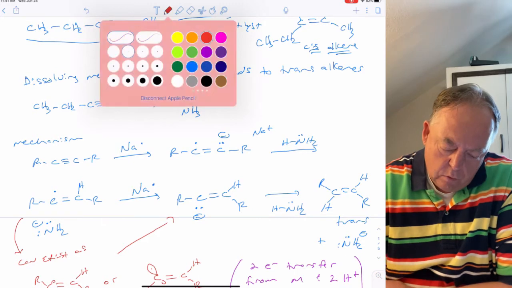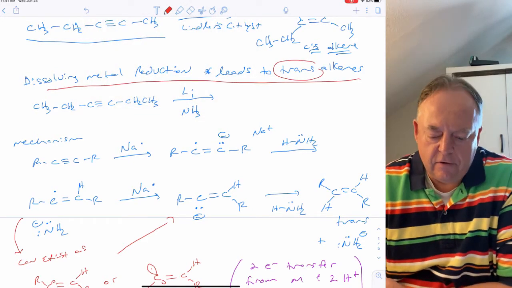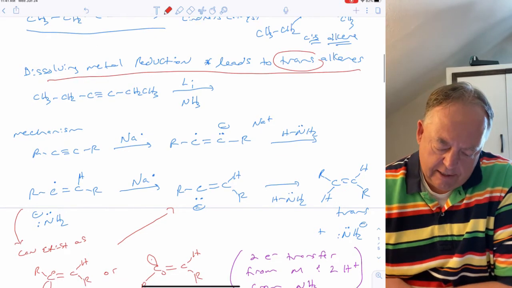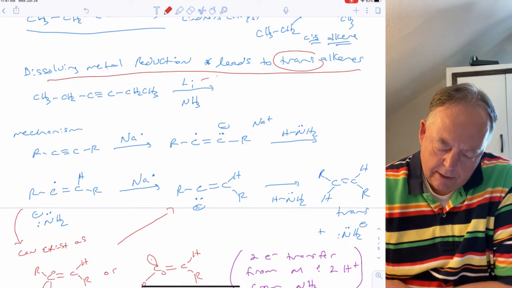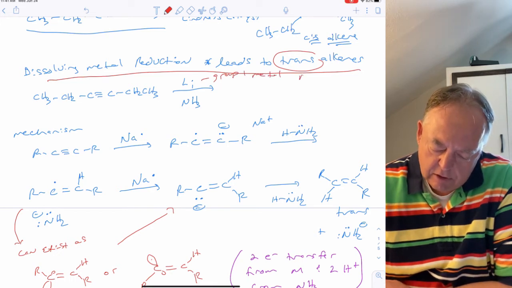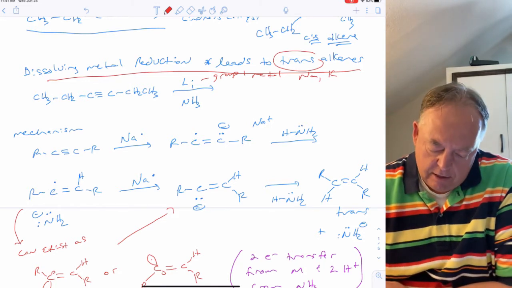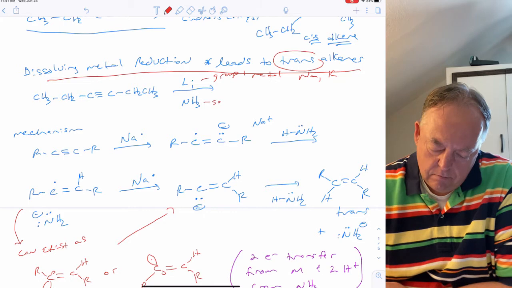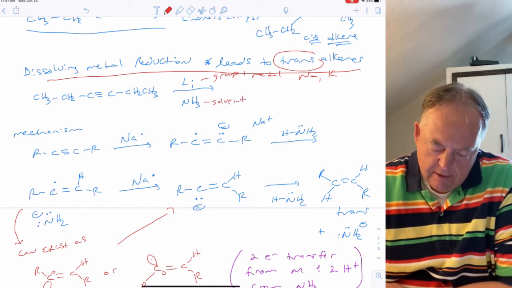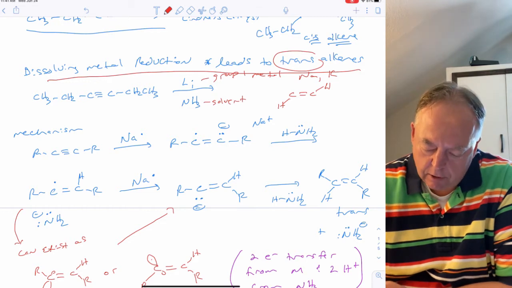Okay, so what if you wanted to make the trans alkene? Well, there's a recipe for that. So what you do is take an alkyne and you take a group 1 metal. So it could be sodium, it could be potassium, for example, lithium, and then your solvent is typically ammonia. And if you do that, all it does is add H and H across the triple bond, but it does so to make the trans product.